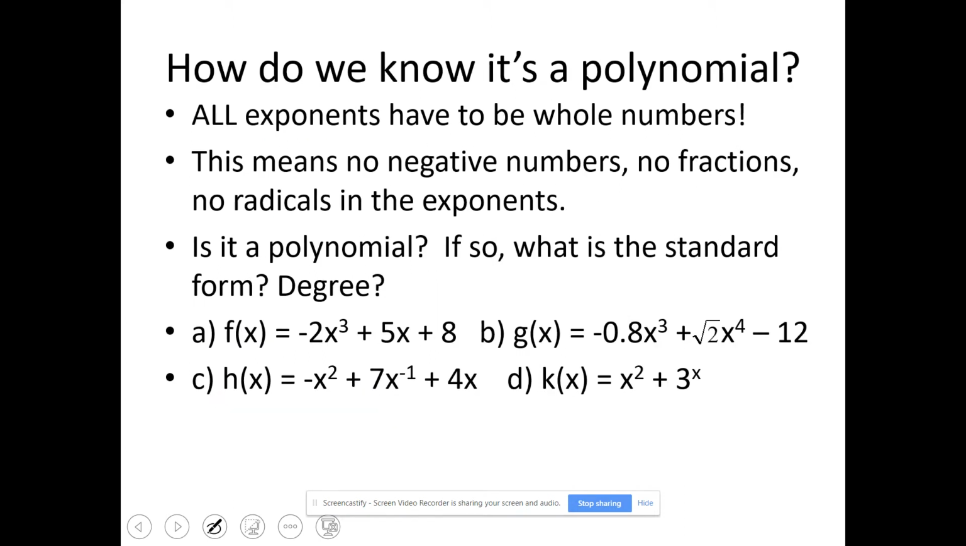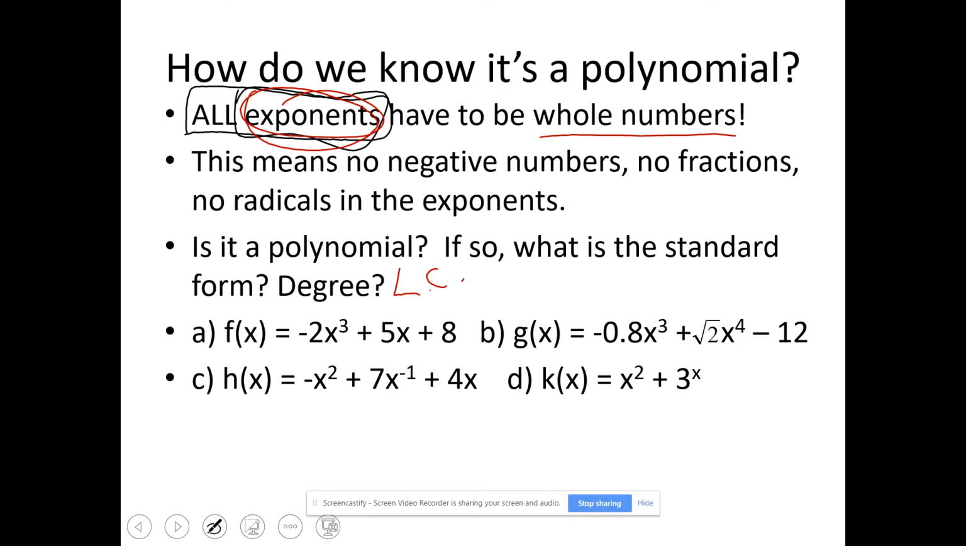So how do we know something is a polynomial? Well, first of all, exponents, and the key here is exponents, have to be whole numbers, no fractions, no negatives, whole numbers. And so if it is a polynomial, then we're going to make sure that we put it in standard form. We're going to find the degree and the LC, or leading coefficient.